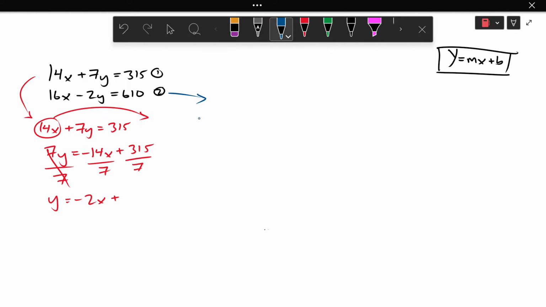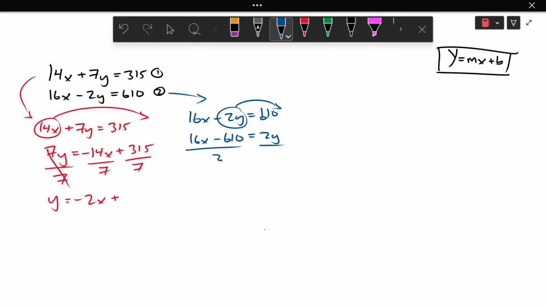Then we'll do this one right here. 16x minus 2y equals 610. So we're going to put the negative 2y on this side. It's just going to be easier for me. And I'm going to put the positive 610 on this side. So I'm going to get 16x minus 610, because it's going to come on this side, equals positive 2y.